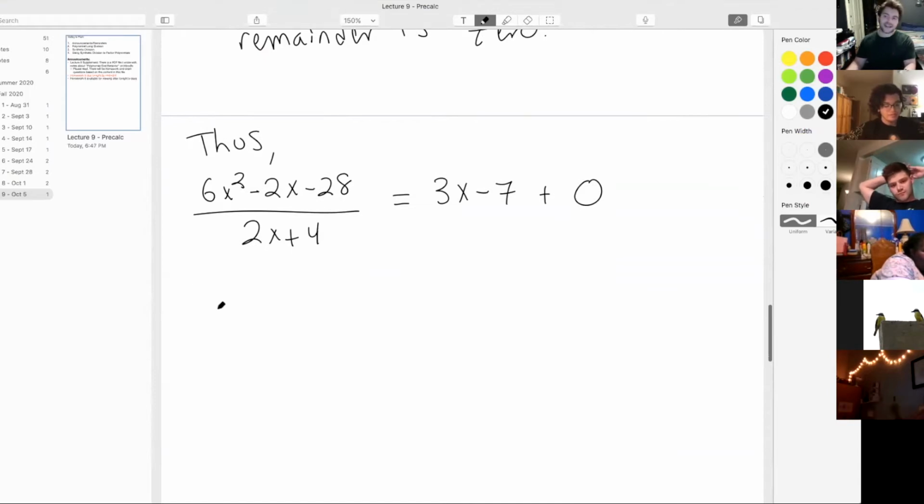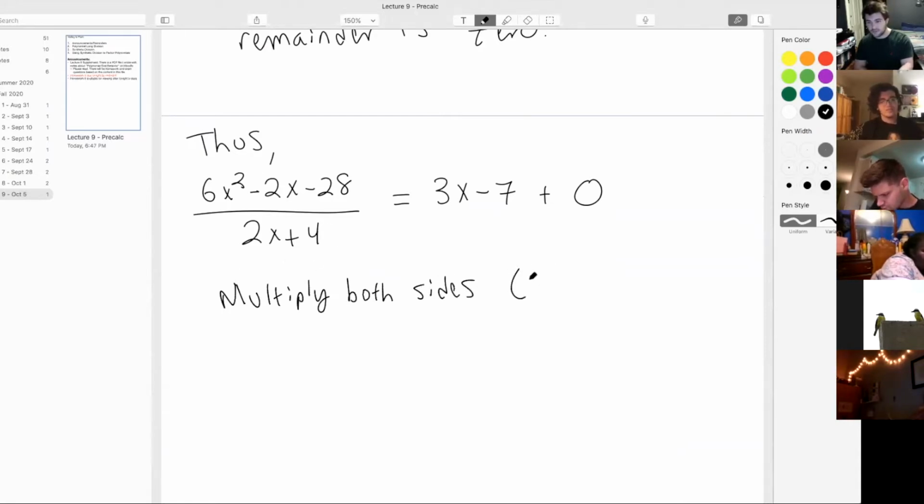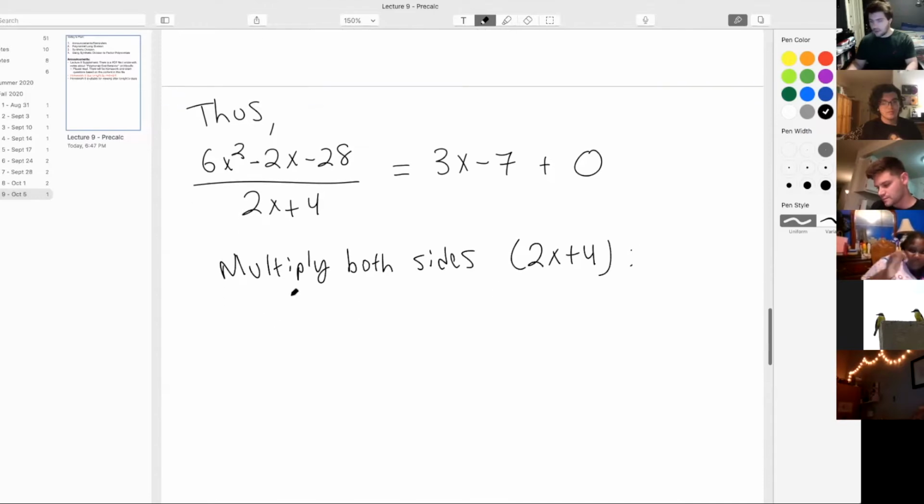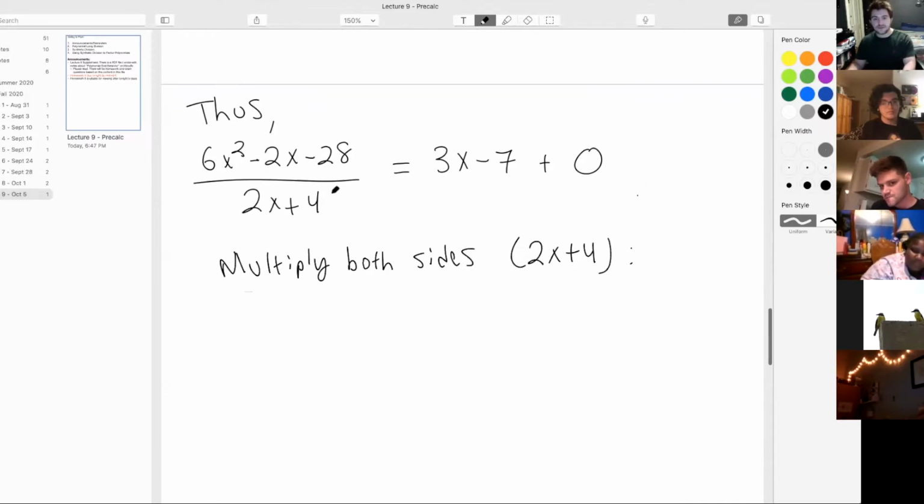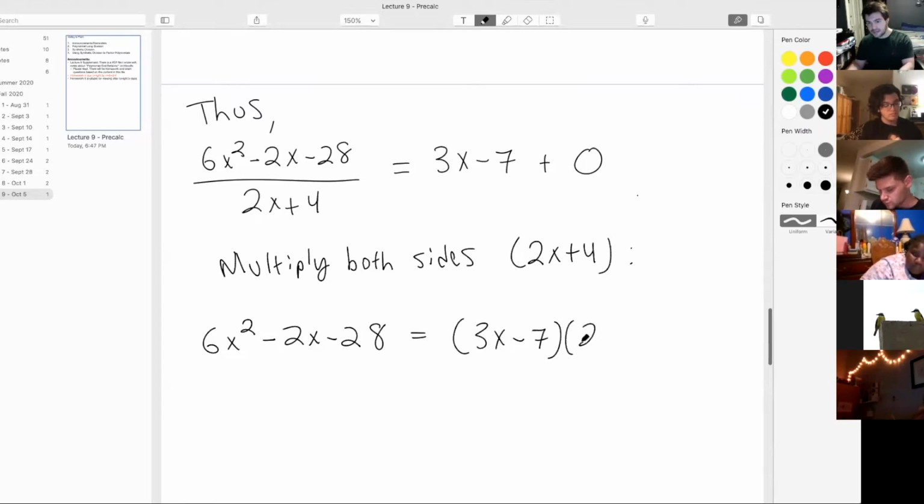Okay, now, just like earlier when I did it with the numbers, I can multiply both sides of this equation by the denominator, 2x plus 4. And that's going to let us see this in a different way. If I multiply both sides by 2x plus 4, the 2x plus 4 here cancels, and I'm just left with the numerator, 6x squared minus 2x minus 28, and that will be equal to 3x minus 7 times 2x plus 4.